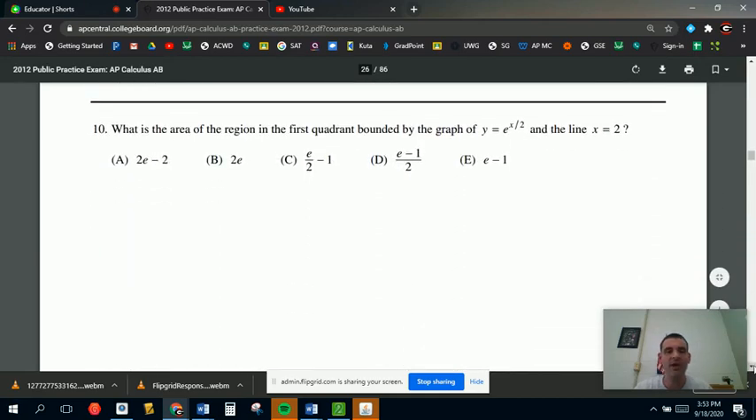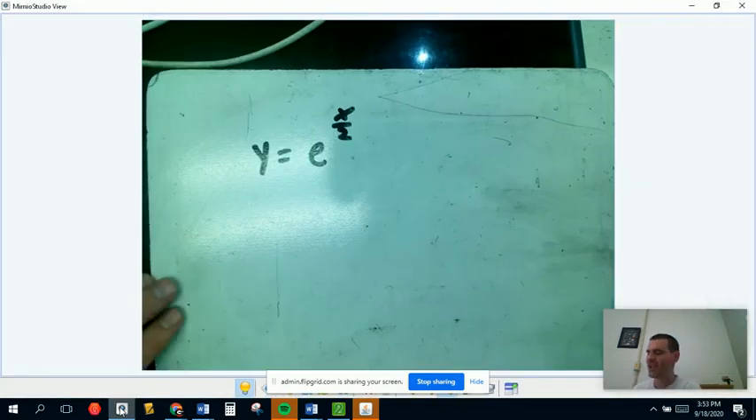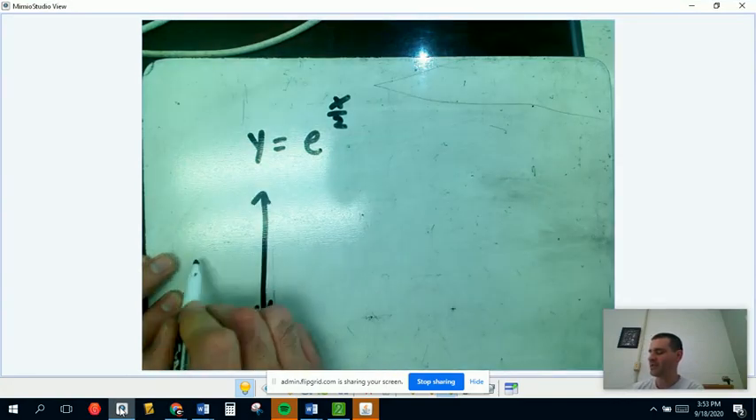All right, number 10. It says, what is the area of the region in the first quadrant bounded by the graph of y equals e to the x over 2 power and the line x equals 2? Erase this one. So, of course, area, you think of an integral. Write it down here. And my advice to you would be to know these graph shapes.